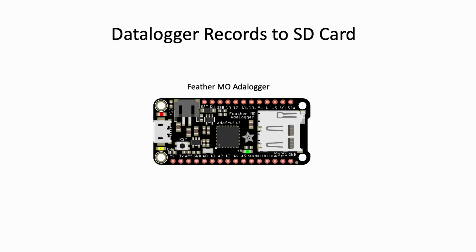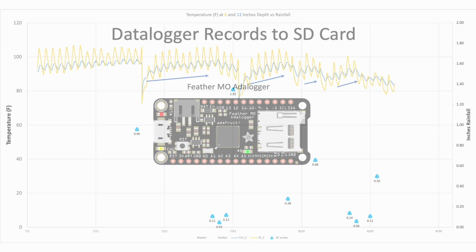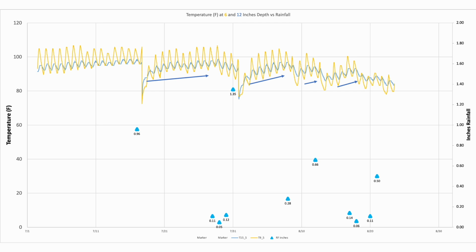Now, initially, data collection was addressed using a Feather M0 datalogger, which works great for writing data to a camera SD card. Overall, the setup worked great with uninterrupted data logging to a camera SD card, all of which has yielded some interesting results as summarized in prior videos.